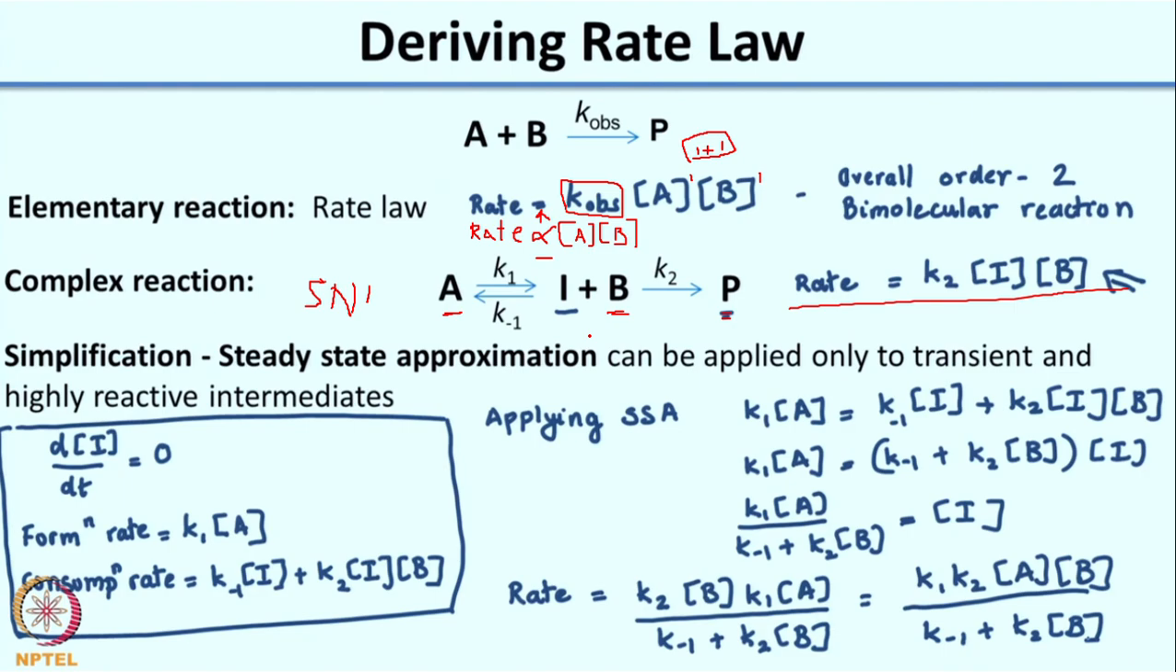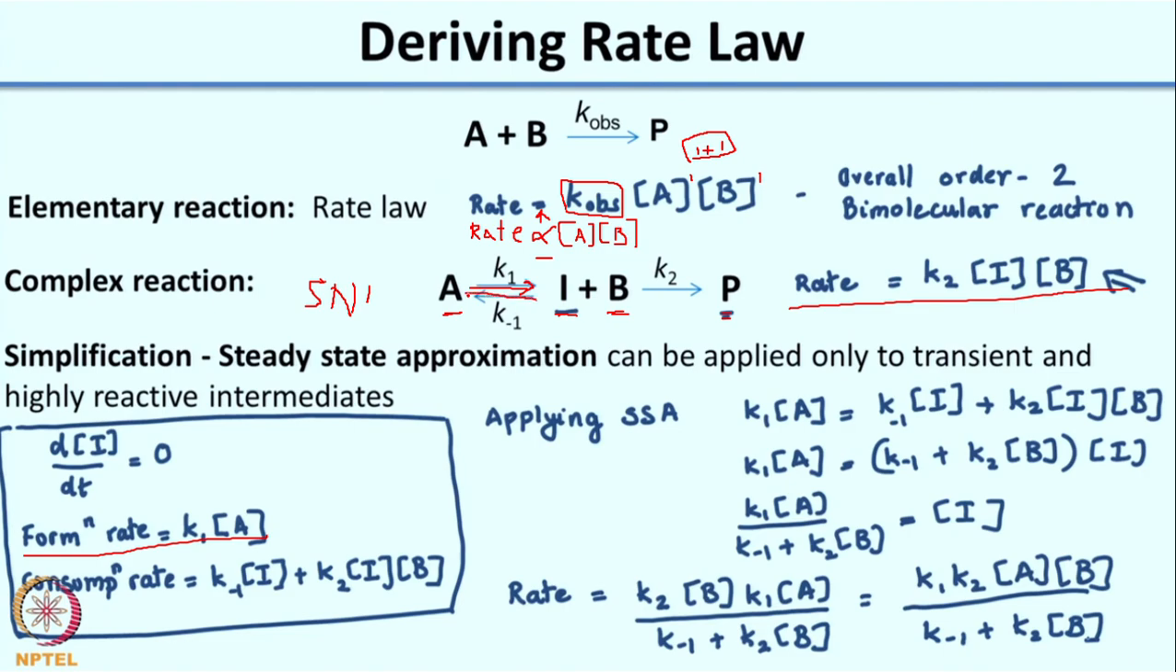Always remember that steady state approximation is only for intermediates or highly reactive species, not for the reactant or product, because an intermediate is unstable, it has very high energy, so the steady state approximation can be applied to the intermediate. So the formation rate of the intermediate is equal to the consumption rate, right? What will be the formation rate? Formation rate means it is a forward reaction, k1, right? So the rate is equal to k1 times the concentration of A, because we are talking about the forward direction. This is the formation of the intermediate here. Then the consumption rate. What will be the rate for the consumption rate?